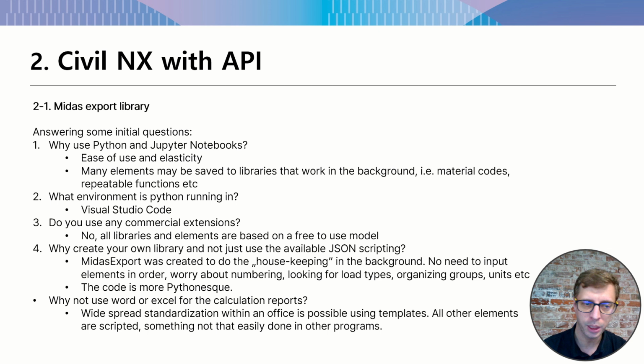Do I use any commercial extensions? No, all of it is based on free-to-use models. So why create my own library and not just use the JSON scripting? First of all, I started developing it earlier before the API came out, but also this allows for a lot of housekeeping to be done in the background. So no need to first define, for example, load groups or construction groups. Everything can just be done in the background. When defining, for example, a load, it can automatically generate a load group. The same with elements and so on. It's also, the code is more Python-esque.